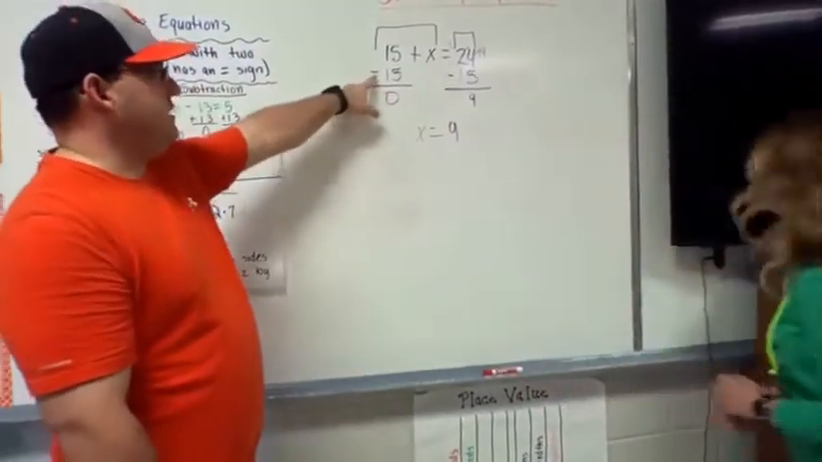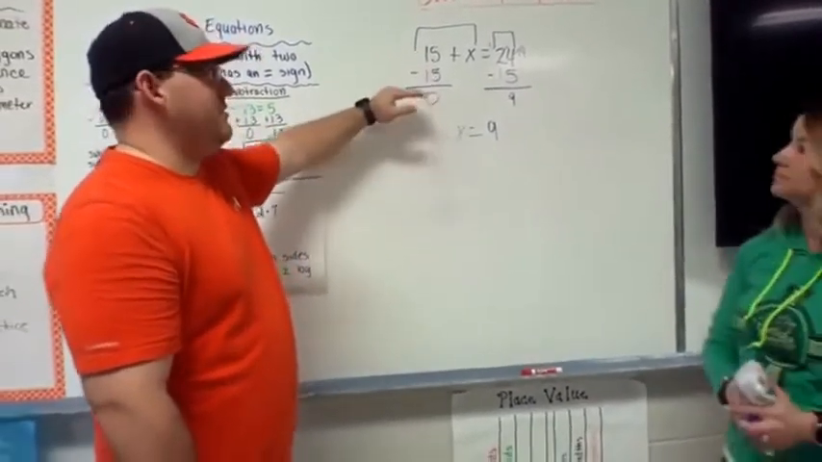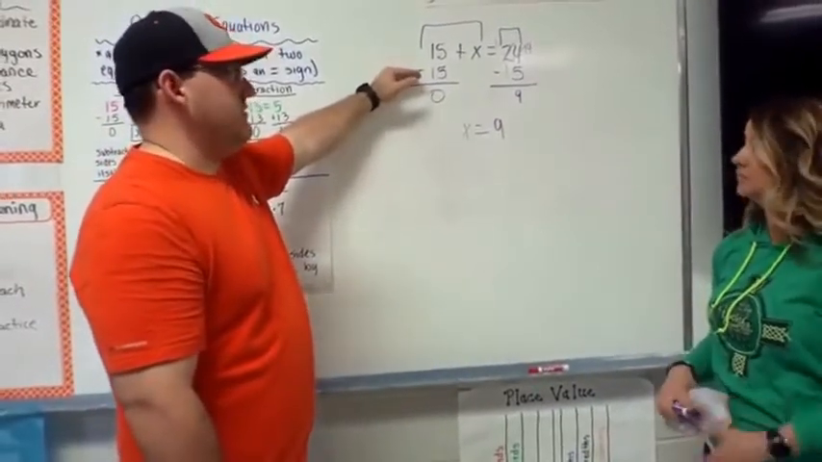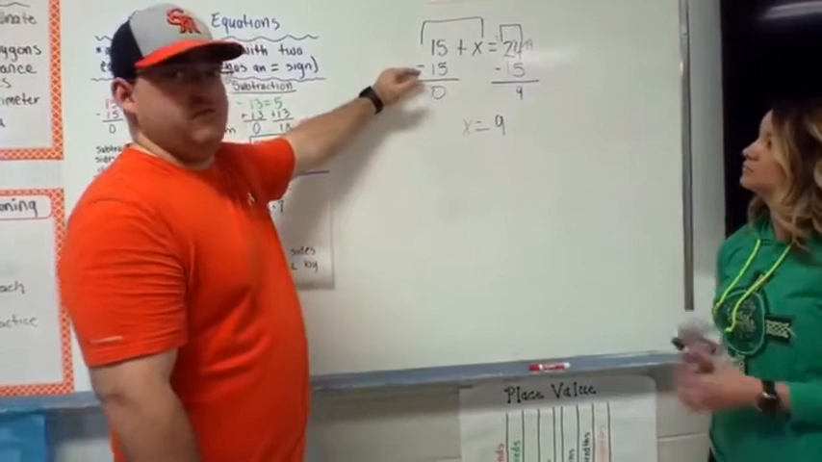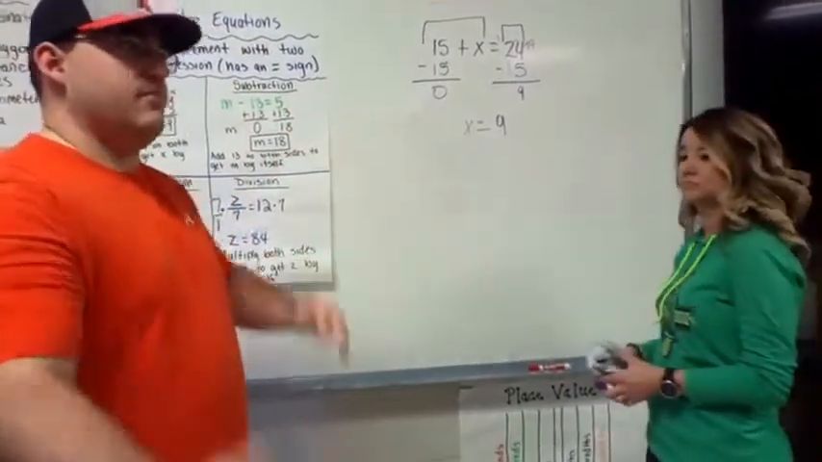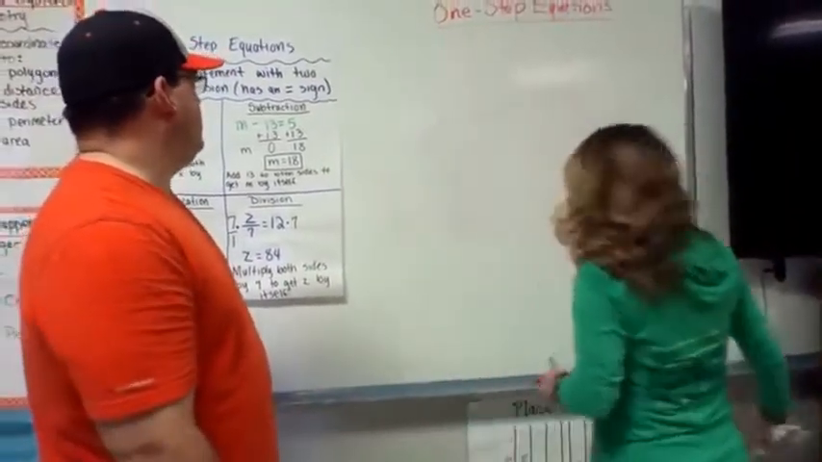Let me talk about this right here for a minute. Notice that this was a positive 15, and we had to do the inverse, which was a negative 15. Or we subtracted 15 from a positive 15. So you're basically just doing the opposite with the inverse operation. Okay, so let's do a subtraction one.